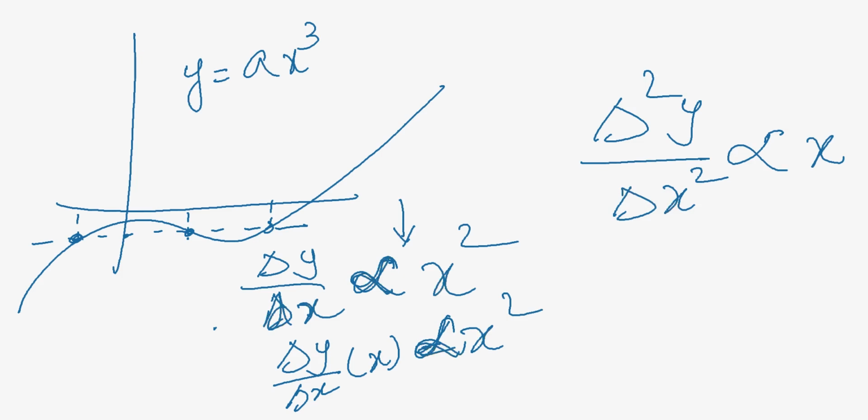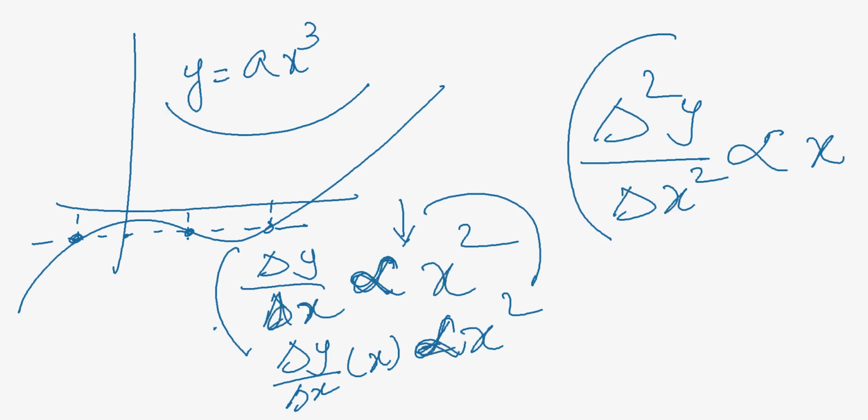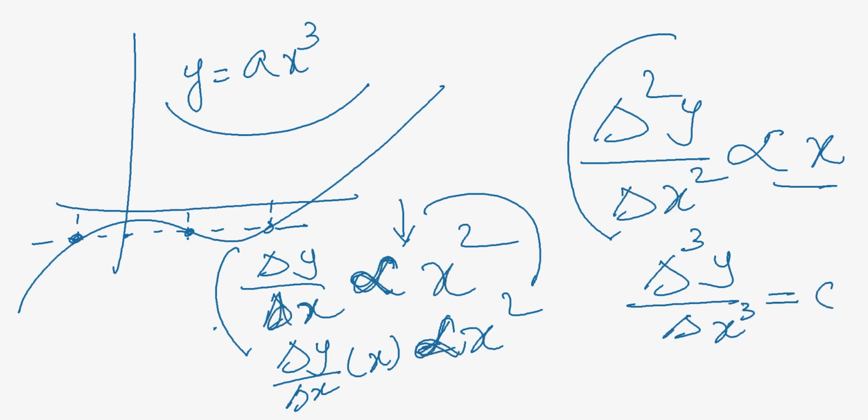So from the main function, the first order difference rate will be a quadratic, and the second order difference rate will be a linear. Then the third order will become a constant. So this is still a function of x, but this is not a function of x anymore. You get that?